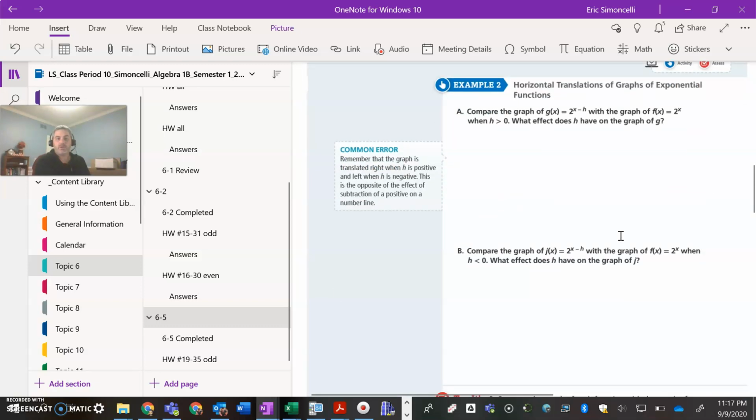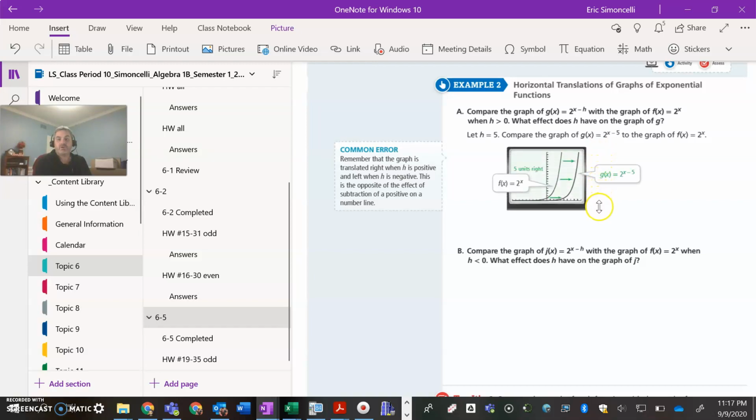Example 2. So horizontal translations of graphs of exponential functions. It says compare the graph of g of x, which is equal to 2 to the x minus h, with the graph again of the parent function f of x equals 2 to the x when h is greater than 0. What effect does h have on the graph of g? So again, we should already have an idea what f of x equals 2 to the x looks like. We're going to choose an h value, particularly 5, and we're going to compare the graph of g of x equals 2 to the x minus 5 to the graph of f of x equals 2 to the x.